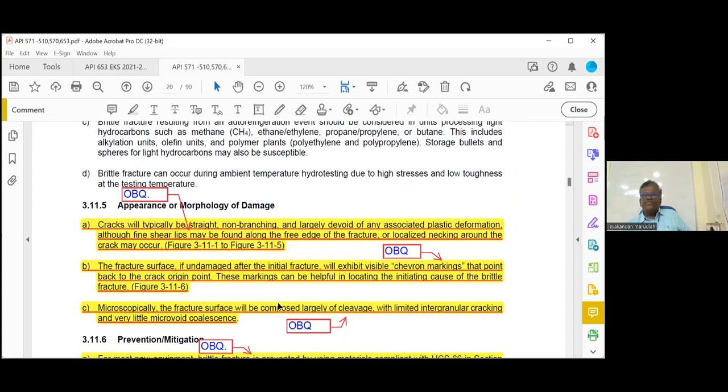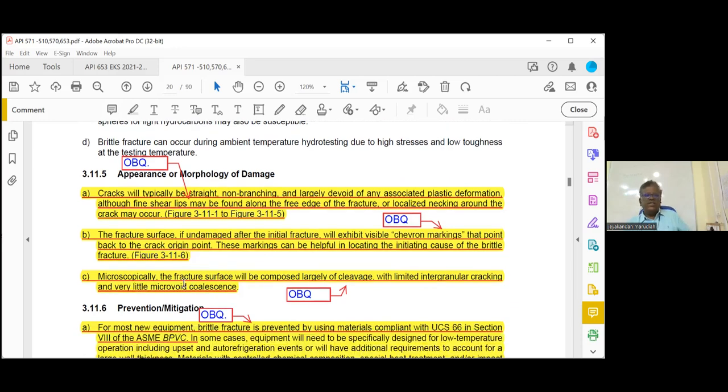Then appearance, highlight this one. Cracks will typically be straight, non-branching, and largely devoid of any associated plastic deformation, although fine shear lips may be found along the free edge. There will be fine shear lips. And B, in the fractured surface, the undamaged initial will exhibit visible chevron markings that point back to the crack origin point. That is an open book question. Then microscopically, the fracture surface will be composed largely of cleavage with limited intergranular fracture. So very limited intergranular, it will be transgranular.